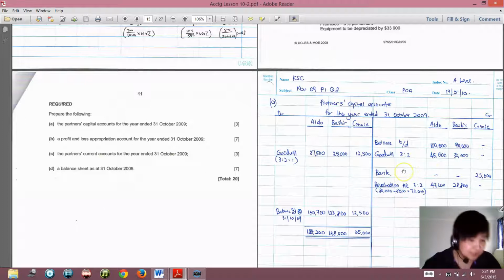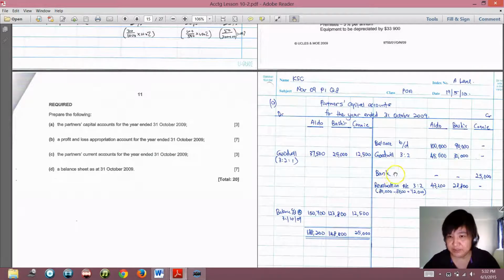So she pays. That means she has paid into the partnership bank account. So it would be credited to Connie's capital account. The other account will be bank, because it would have been correspondingly debited to the partnership bank account. So it would have been debited to bank and credited to this capital account. So 25,000 is credited into this capital account, and the corresponding debit will be in the bank account. This is how I get this number.